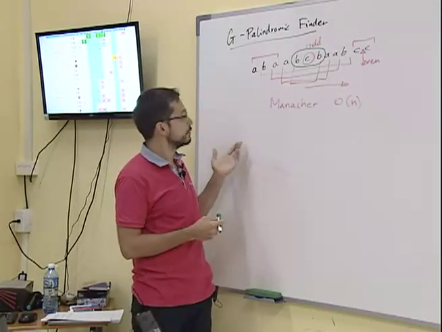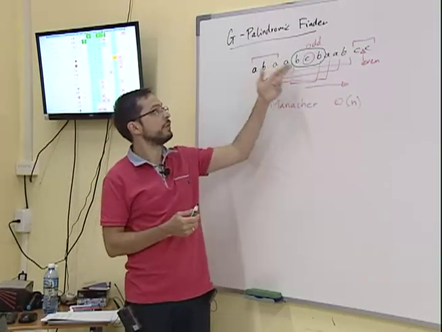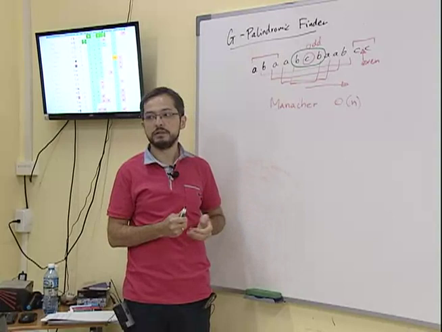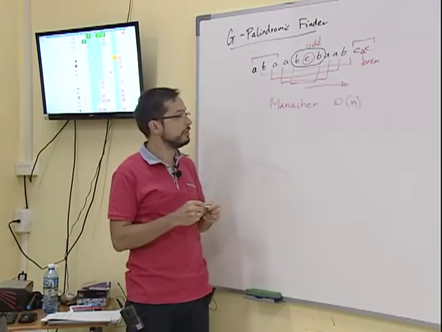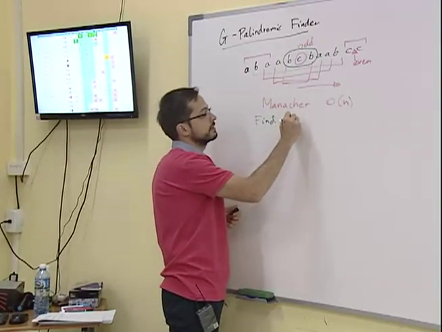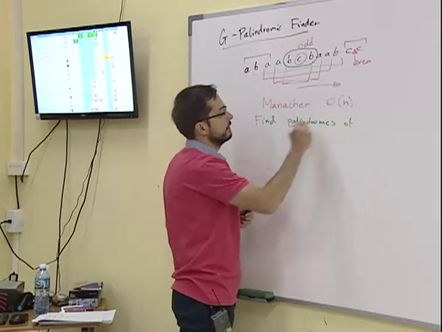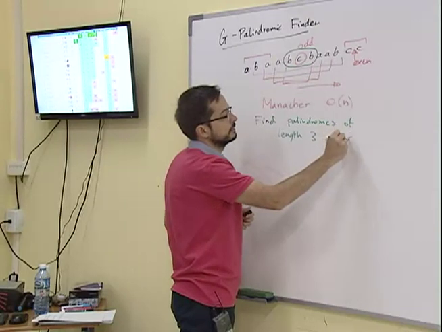So for instance, here we do not have this palindrome, but we have an odd palindrome of length exactly 3. So we can say yes in this problem. So what we have to do, we need to find palindromes of length 3 and 4.